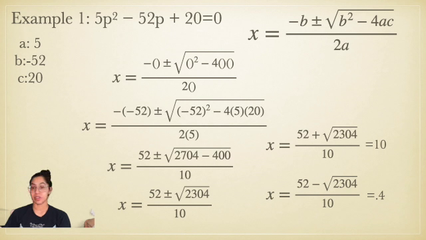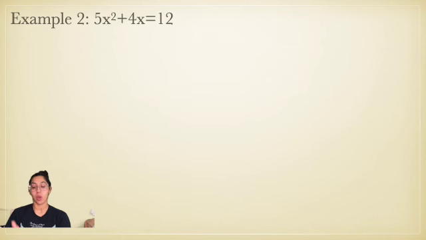And just like yesterday's factoring, we're going to list these out. So 0.4 and 10. I know, it's a lot. It really is a lot. So don't freak out. It's going to be okay. Okay, let's do one more example, if I can catch my breath.